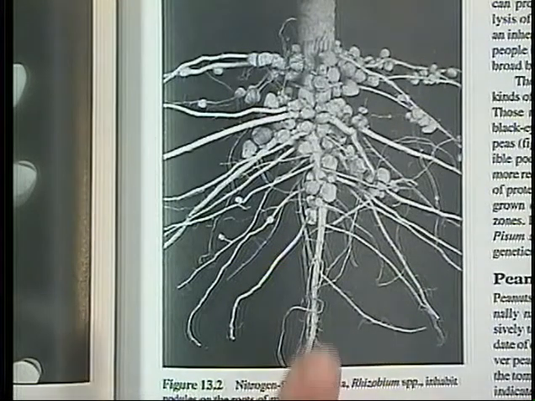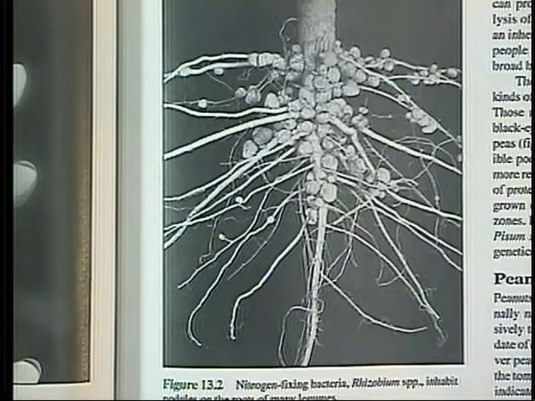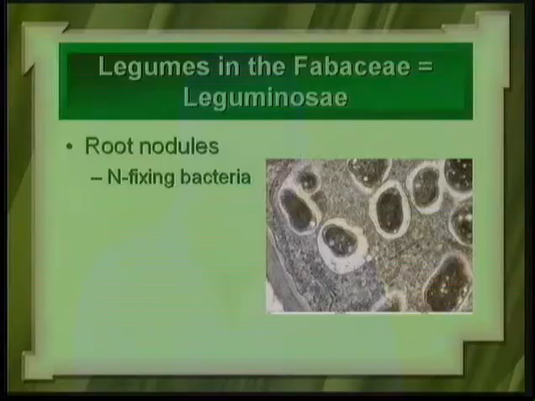Okay, because many legumes depend on these root nodules to allow for what we call nitrogen fixation, all right? So you have the nitrogen-fixing bacteria that have infected the roots of these plants. And why are they important? Remember, we're just talking about proteins, right?